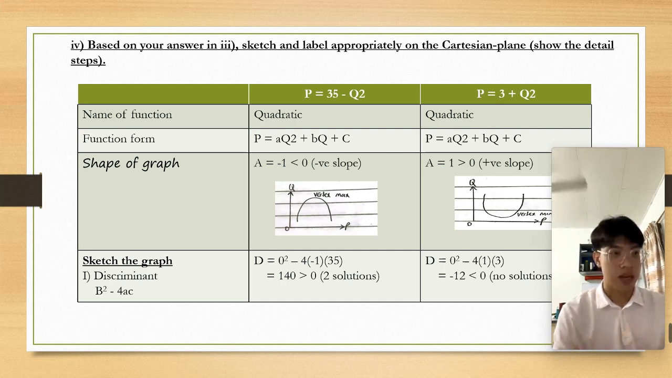After that, sketch the graph. Discriminant: we use the formula b squared minus 4ac. So we get 140, more than 0, for P equals 35 minus Q squared. So that we get two solutions. For P equals 3 plus Q squared, we get negative 12. That means no solution because it is below 0.